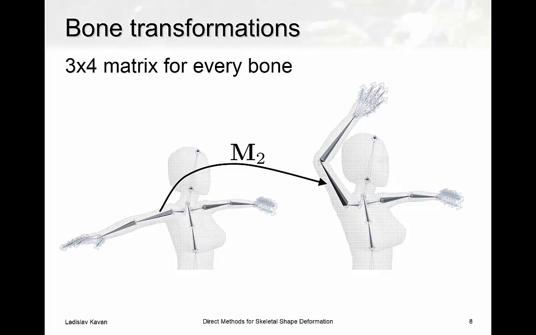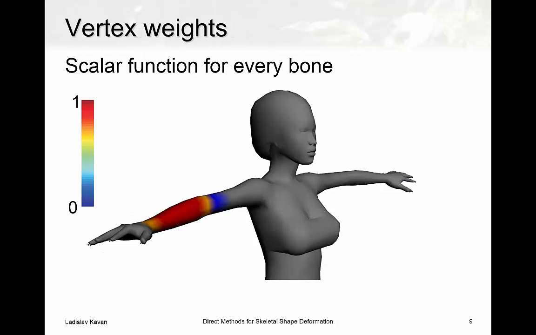Number two is bone transformations. And number three are vertex weights. The vertex weights connect the rest pose with the skinning transformation. They essentially put the two together. So what the weights are, they are scalar functions defined on the polygon mesh.